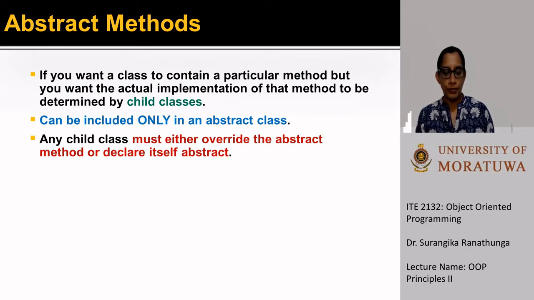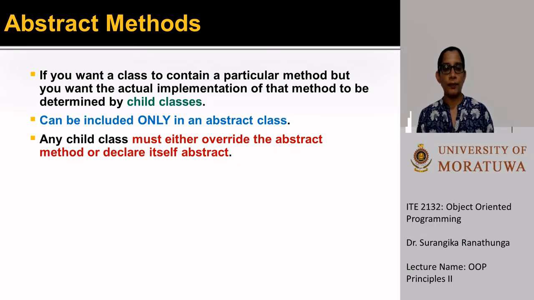So what you have to realize is if there is an abstract method in a particular class, that class must be declared as an abstract class. Why? Because if we allow objects to be created, there is no way to execute this abstract method because it is not implemented. On the other hand, a class can be an abstract class even if it does not have an abstract method.